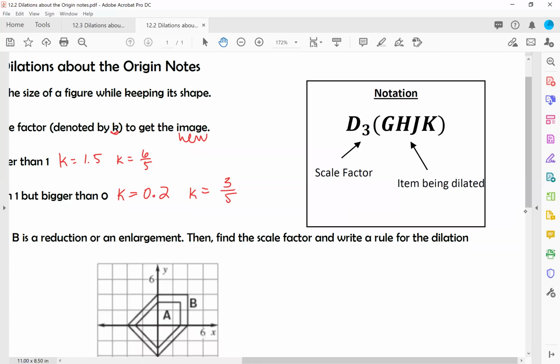All right, so we're in this box over here, notation. You will see a dilation described to you sometimes like this. This is like the rule. You know how we've done the translations and the reflections and the rotations, that special notation? Well, we have one like this for dilations as well. So you have the capital D, that stands for dilation, and then your scale factor is going to be this little number that is a subscript here. And then the item being dilated is in parentheses. So this would be a dilation of the figure GHJK, and the scale factor would be 3. So it would be 3 times the original size of GHJK.